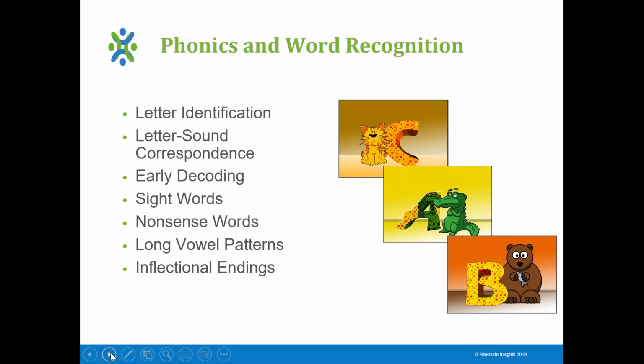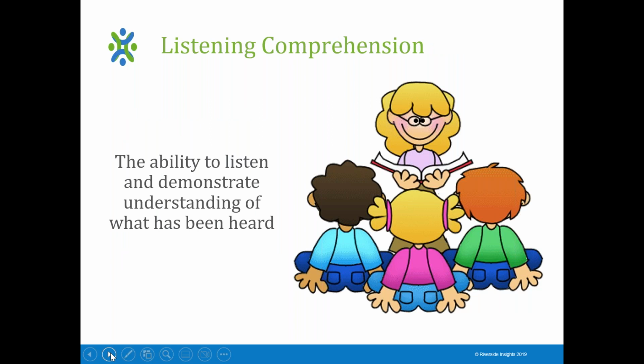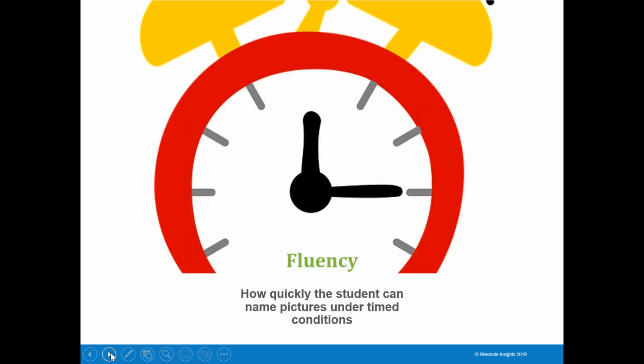Next, we dive into phonics and word recognition. So this is letter identification, letter and sound correspondence, early decoding skills, seeing what sight words they know, being able to make sense of nonsense words, long vowel patterns, and inflectional endings. Next assessed is listening comprehension. So this assesses their ability to listen and demonstrate understanding of what they have heard. And lastly, in the literacy domain, fluency is assessed, and this is done by how quickly a student can name pictures under timed conditions.